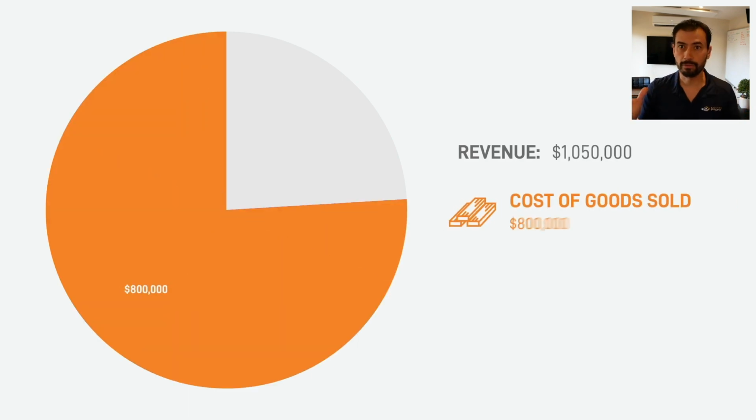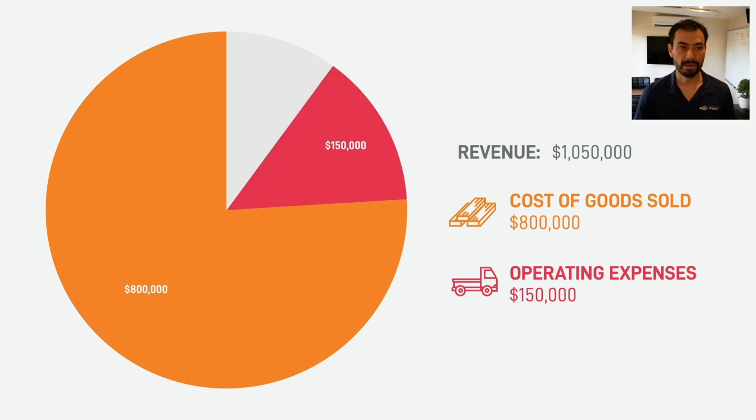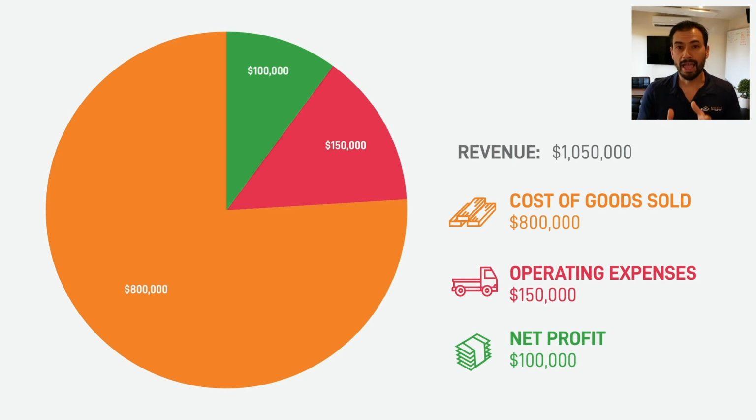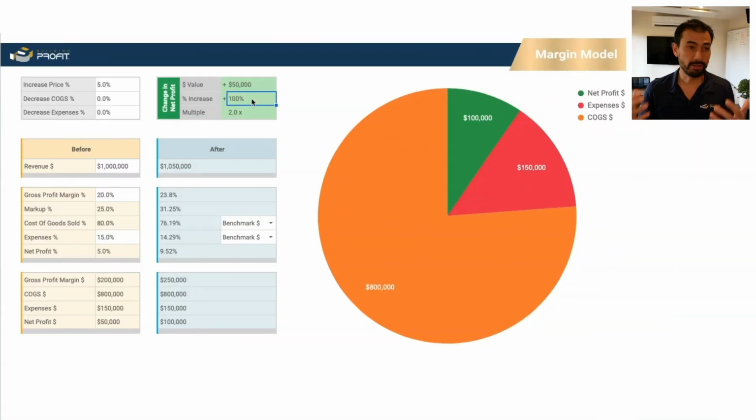What we're saying here is that the cost of sales, the cost of your materials and your subcontractors, are not going to go up just because you put your pricing up by 5%. So when we look at this now, what we actually see is that we've still got $800,000 cost of goods sold. We've still got $150,000 in operating expenses, but now we've got $100,000 in net profit. And what you can see is that means we've added $50,000 to net profit. What it really means is we've doubled our net profit with a 5% increase in prices. It's given us a 100% increase in that net profit, or 2x, as we can see there.